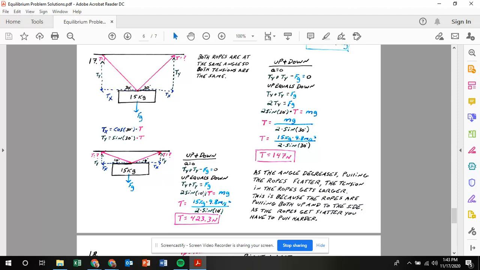We're going to divide the 2 sine of 10 over to the right. So the mass of the sign, 15 kilograms times 9.8 divided by 2 sine of 10. And we see that this force has dramatically gone up to 423.3 newtons. The flatter you make these ropes, the higher the tension will be in each one.